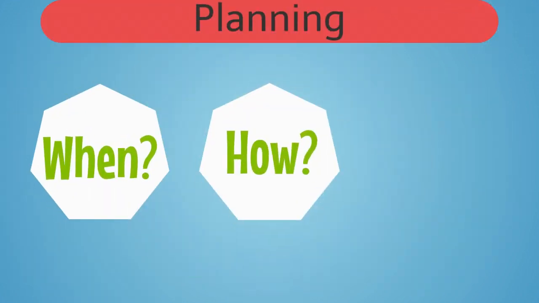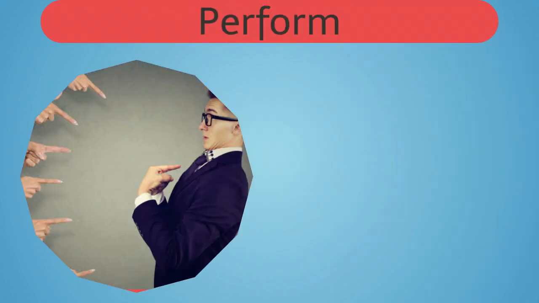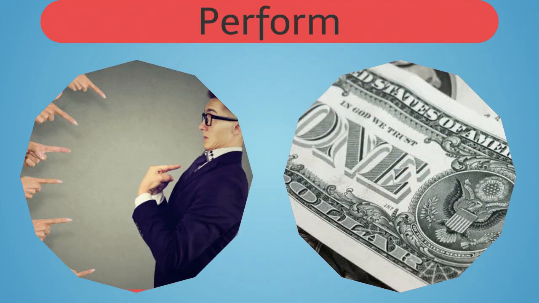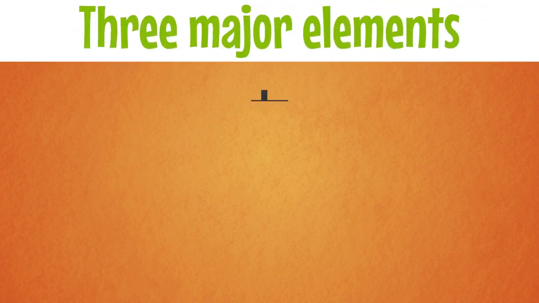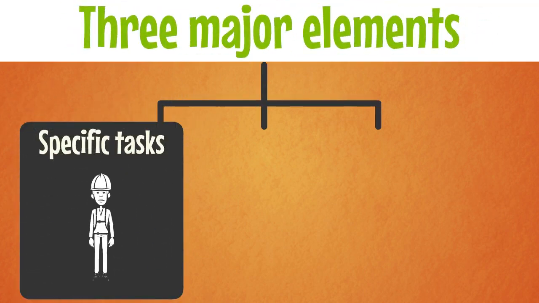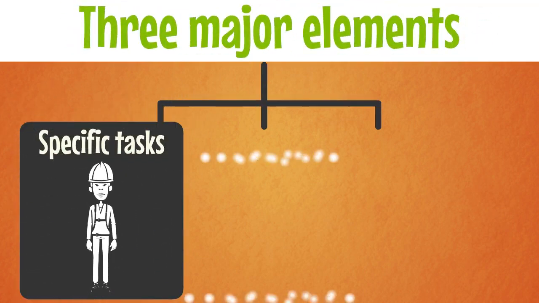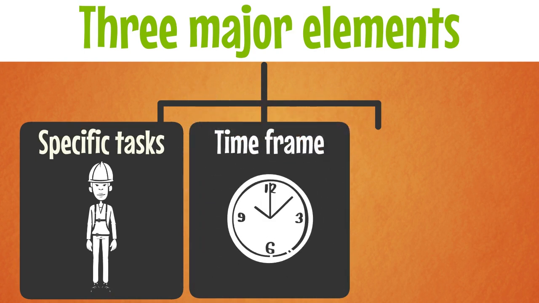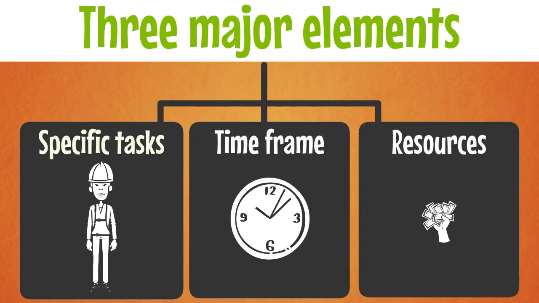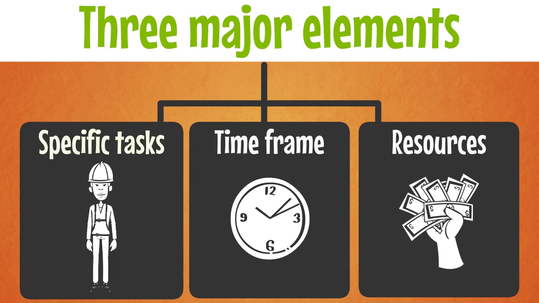The planning process determines when, how, and who is going to perform a specific job. It also takes into account the available resources and how those resources will be allocated. An action plan has three major elements: specific tasks, what will be done and by whom; time frame, when will it be done; resource allocation, what specific funds are available for specific activities.